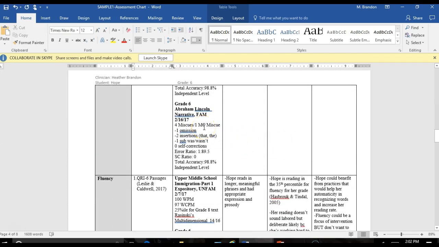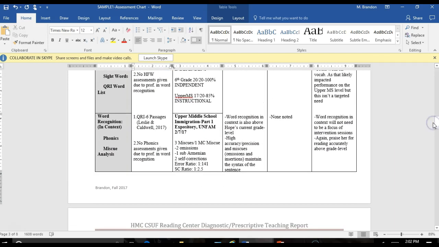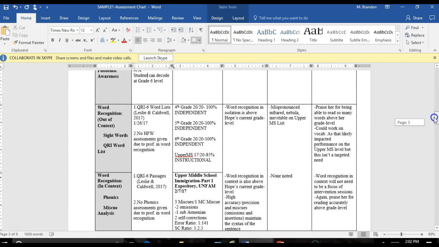I then gave part 2 of the immigration assessment, but she read that one silently. So I did upper middle school part 1 orally, upper middle school part 2 silently, because I wanted to check the think alouds on that. And then that was on February 7th. And then on the next session I did with her, which was February 16th, I did the grade 6 assessments, a narrative and an expository with think alouds there.